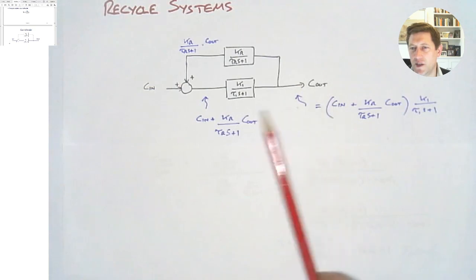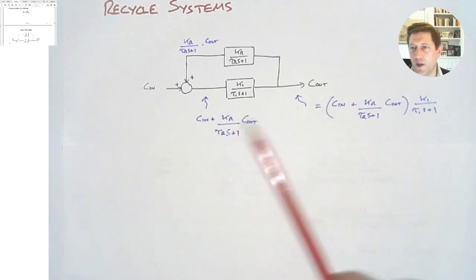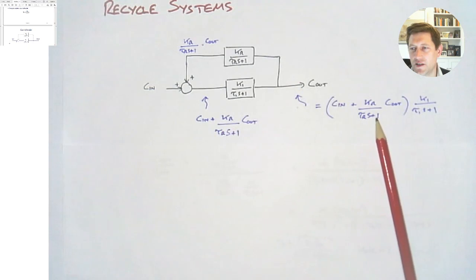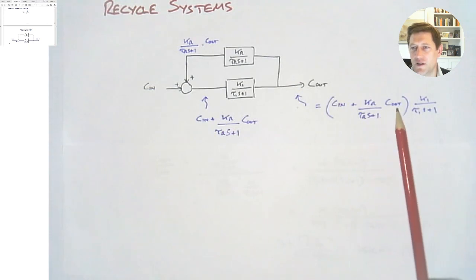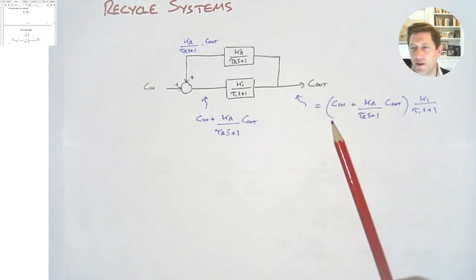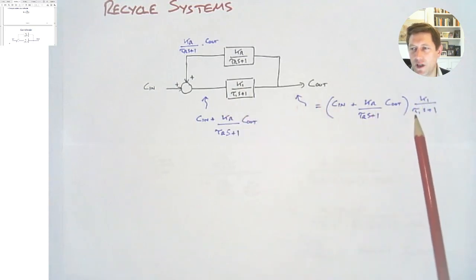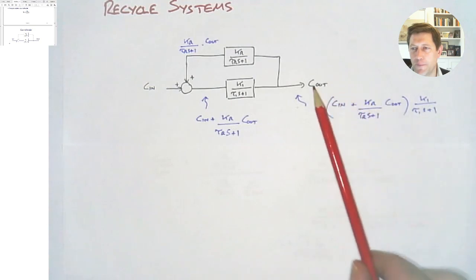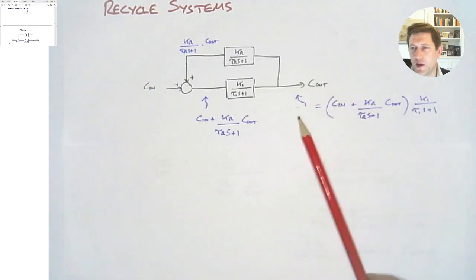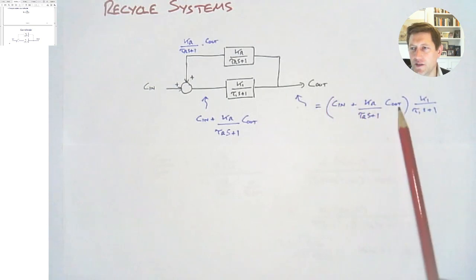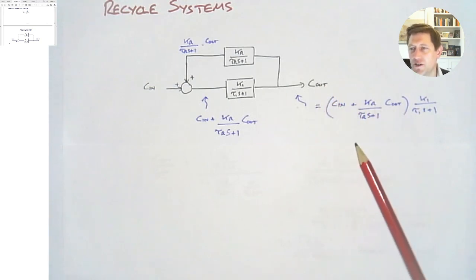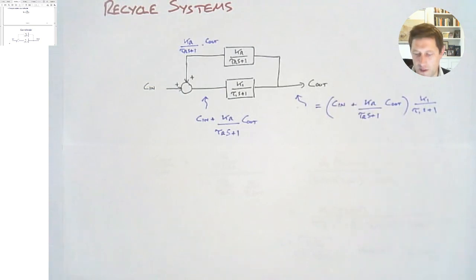And so this is going to be equal to this term here, C in plus KR over tau R S plus 1 times C out. All of that is then acted on by this process, so all of that is multiplied by K1 over tau 1 S plus 1. And that's our expression for C out. Obviously we've got a C out here and a C out here. C out equals this. So we can rearrange this to find an expression for the transfer function, which is C out over C in. So that's what we want to find.